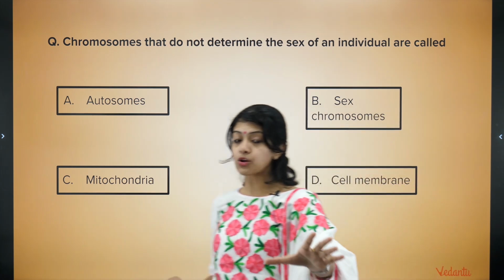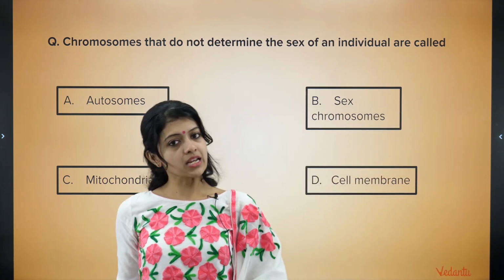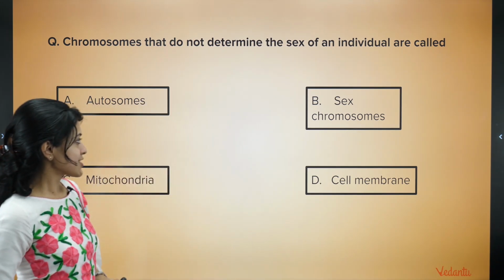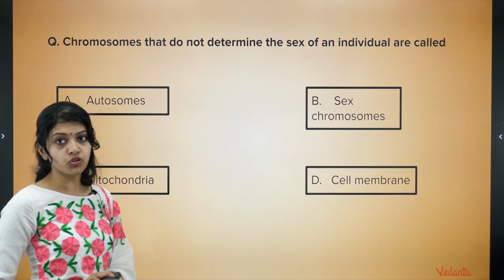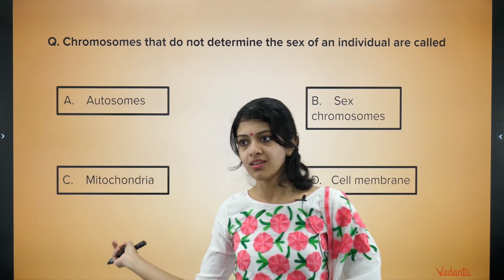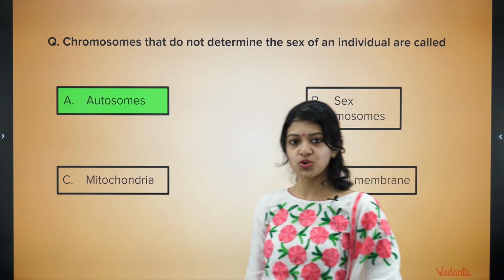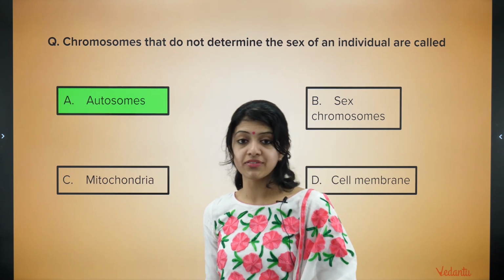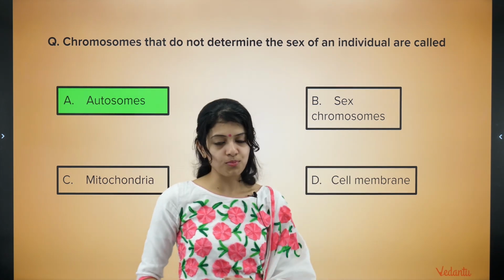You must be extremely quick in answering this because we started today's session recalling this particular concept also. So, be very, very quick. 3, 2, 1, go. The answer is autosomes. I've told you this. And those chromosomes that determine the sex of an individual are called sex chromosomes.